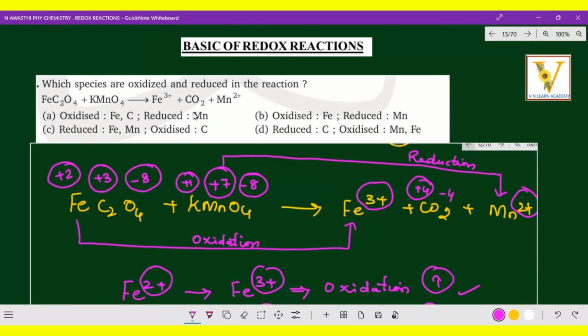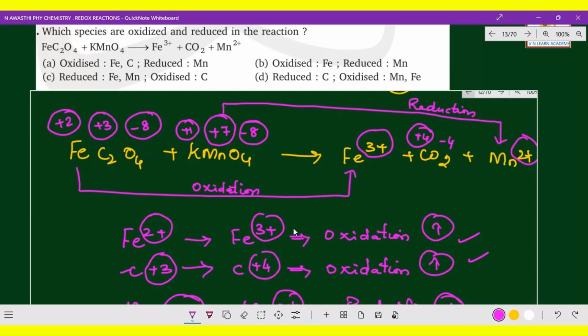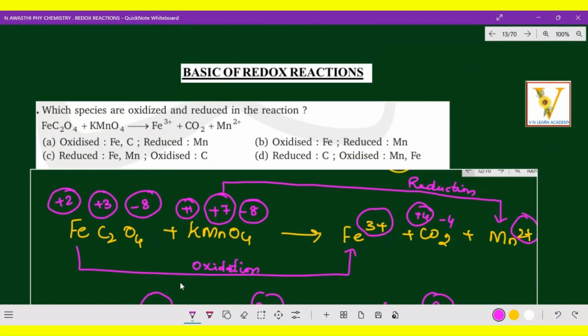Oxidized iron and carbon, reduced manganese; oxidized iron, reduced Mn; reduced Mn and Fe, oxidized carbon; reduced carbon, oxidized Mn and Fe. Very clearly, oxidized means iron and carbon. See, increased form: +2 to +3, +3 to +4, and reduced form: +7 to +2, so 5 has been reduced. Now, which is the correct option? Option A is the correct option. Hope you got the clarity.